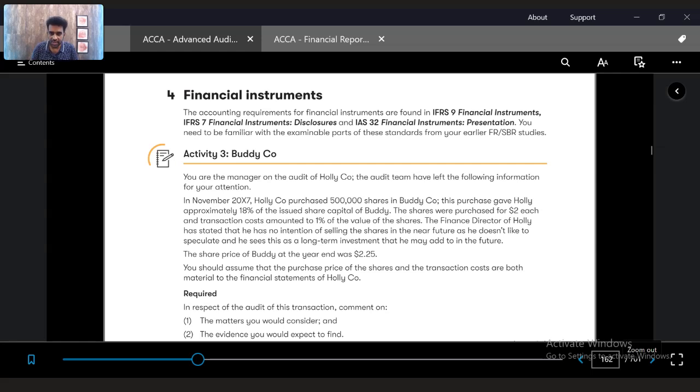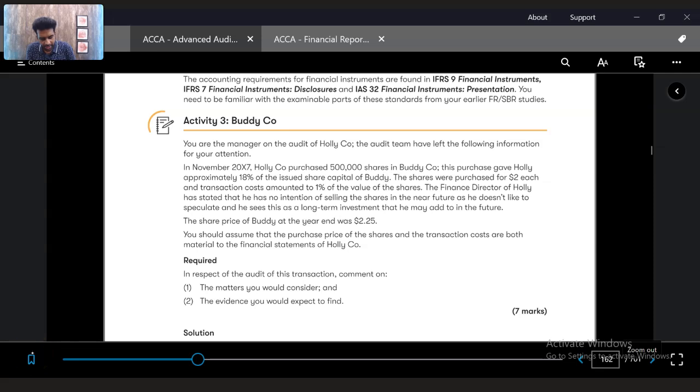Definitely read the other materials that I have given to you as well, which will help you with the substantive procedures with respect to financial instruments. So look at here, activity number 3. You are the audit manager of the audit of Holy Company. The audit team have left the following information for your attention.